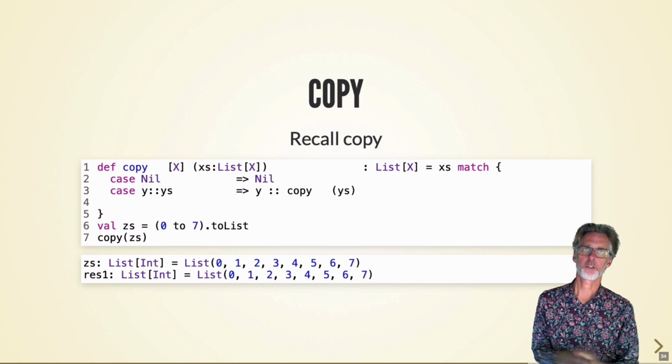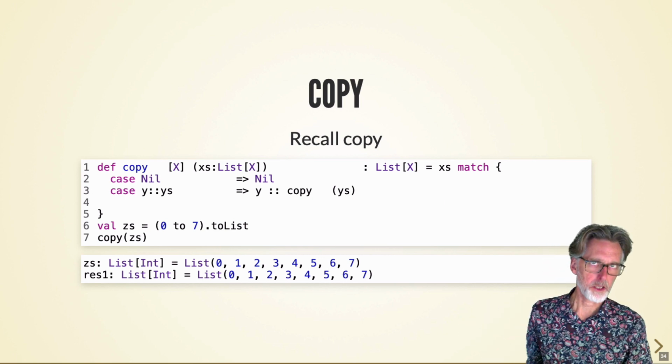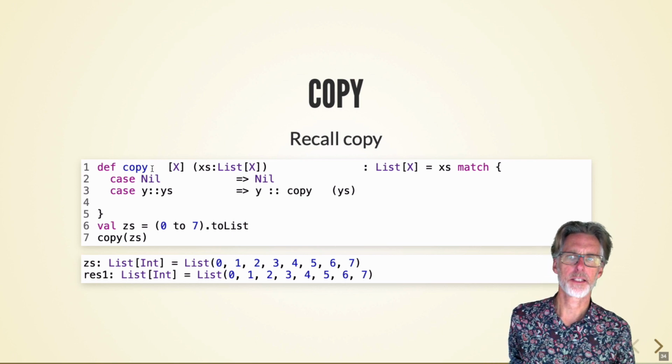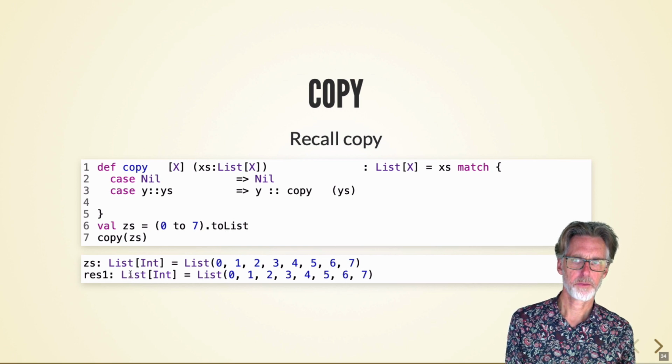I want to show you another function called filter. And to introduce filter, I want to go back and recall what copy looked like. So what did copy do? Well, all it does is create a new copy of the list. And you can see here if I have a list of 8 numbers and I create a copy of it, well, the result is just going to have exactly those 8 numbers.